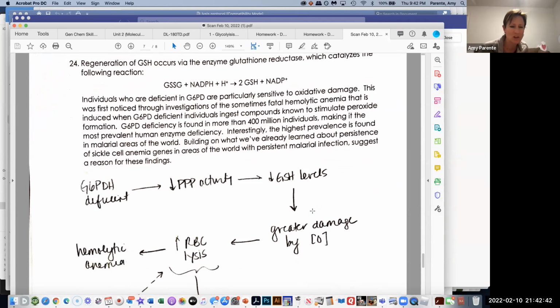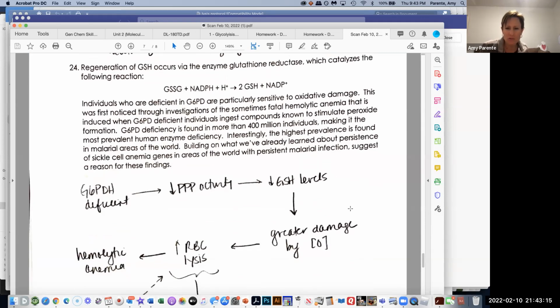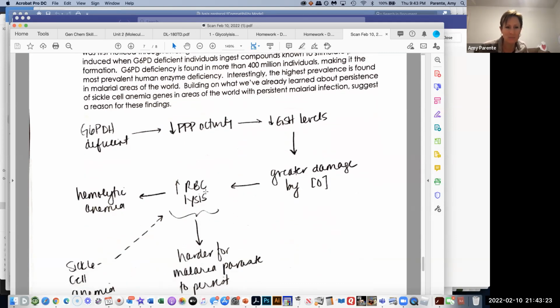Okay, so this was one of those pathways that we talked about. And my mistake here, this is just G6PD, not DH. But when somebody is G6PD deficient, that means they're going to have low levels of pentose phosphate pathway activity. If your pentose phosphate pathway activity is low, you're not going to have sufficient glutathione levels, partly because you're not making enough NADPH to regenerate your glutathione. When you have low glutathione levels, you're subject to greater damage by oxidizing species, and that leads to increased red blood cell lysis. And that's by definition what hemolytic anemia is.